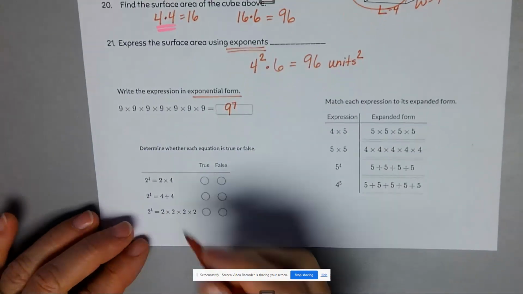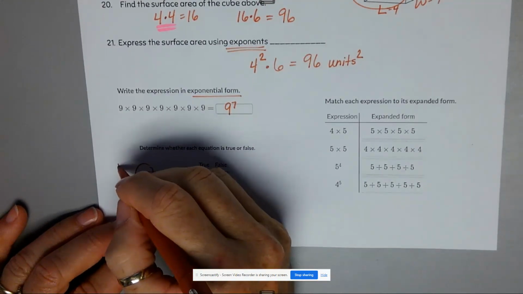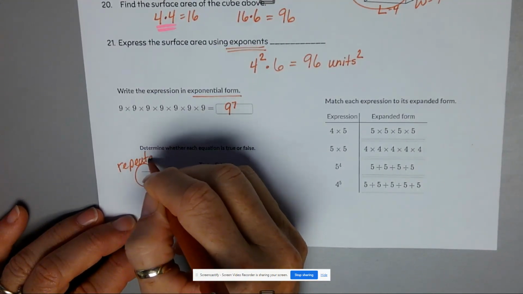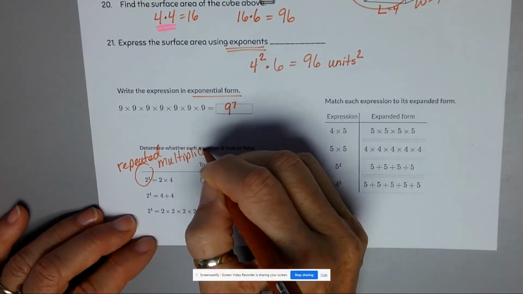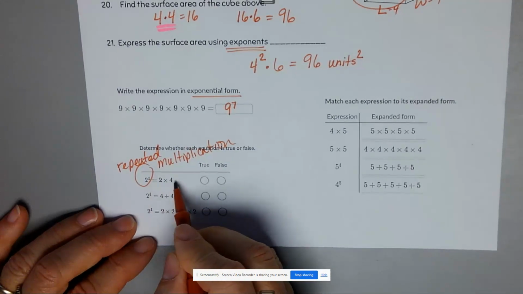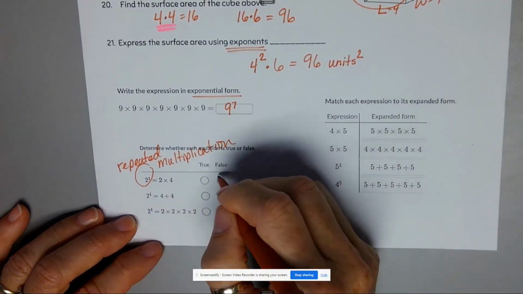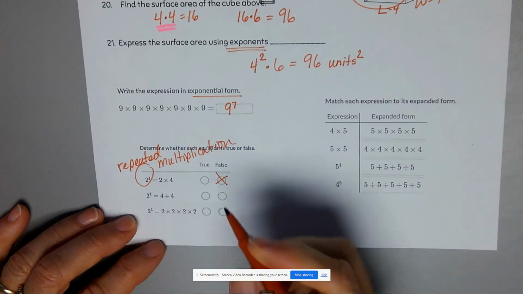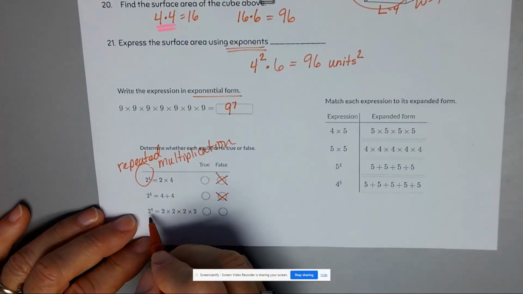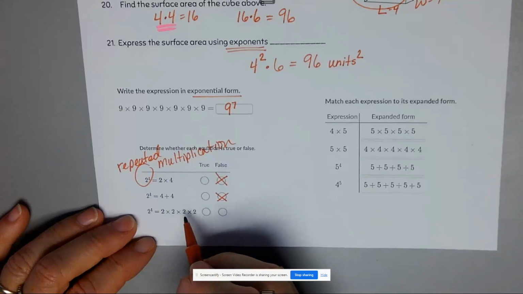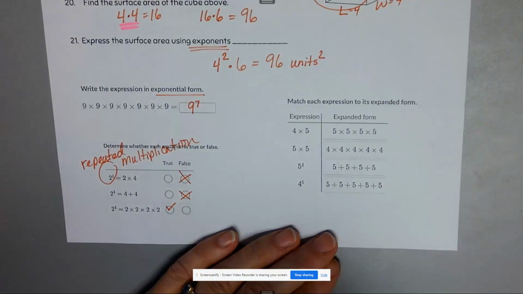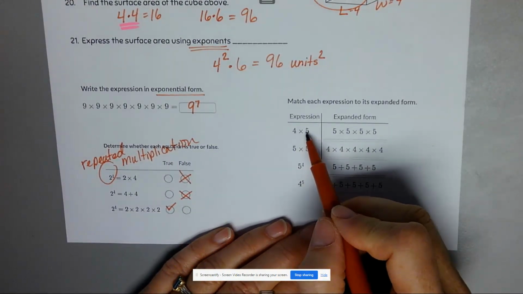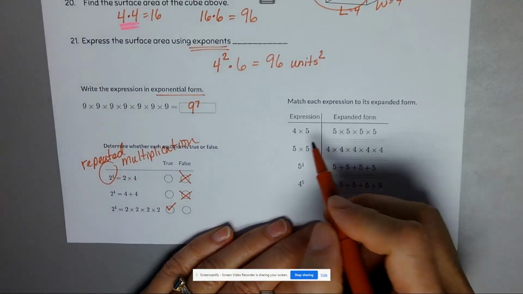Is a statement true or false? Remember, an exponent is repeated multiplication. So 2 times 4 is not repeated multiplication, so that's false. 4 plus 4 is not repeated multiplication. 2 to the 4th power is 2 times 2 times 2 times 2. Repeated multiplication. And the last one, 4 times 5 means 4 groups of 5, but that's always addition.